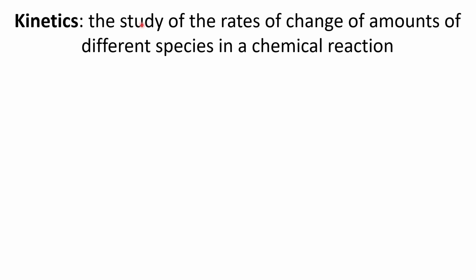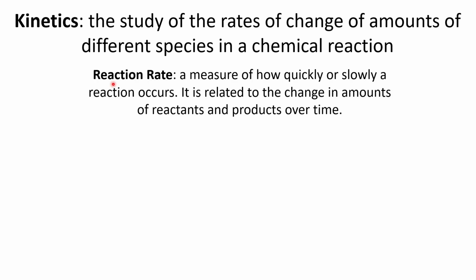So kinetics is the study of rates of change of amounts of different species in a chemical reaction. I know that's a bit of a mouthful, so let's just continue to break this down into smaller bits. So if we're studying the rate of change, let's talk about reaction rate. So a reaction rate is a measure of how quickly or slowly a reaction occurs. And it is going to be related to the change in amounts of either reactants or products over time.